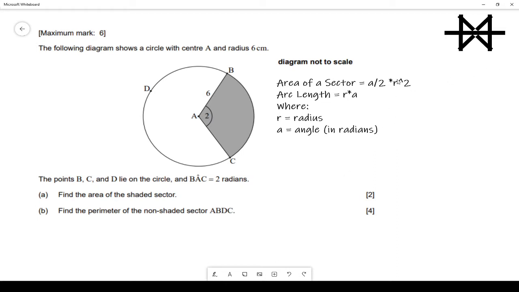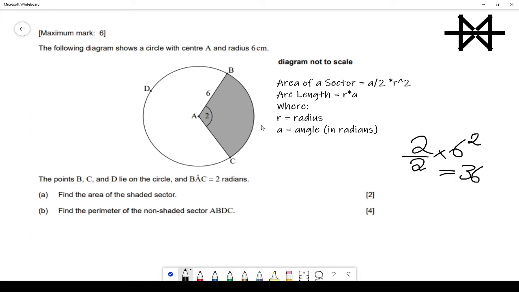But for now, it's plug and play for the first part. So the area of a sector, check that the angle is in radians. You've got it in radians, so it becomes 2 over 2 times 6 squared, which is going to equal 36. So the area of the sector is going to be 36 centimeters squared. That part's complete. Now the trickier part is part B here.